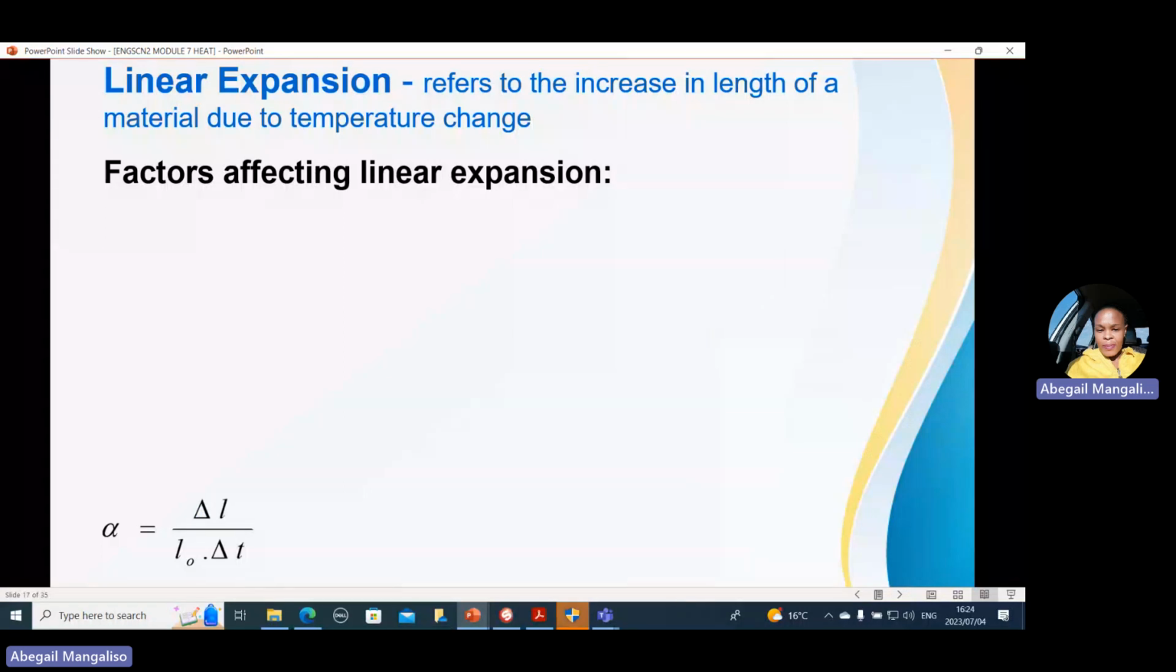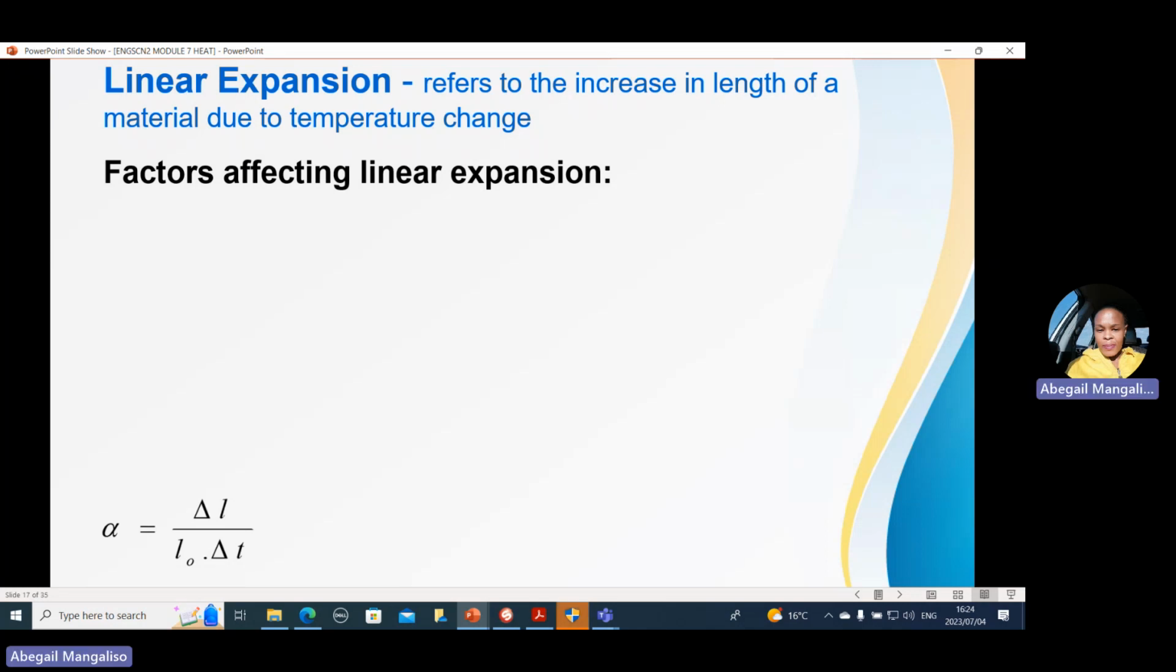Welcome everyone. In this video, I'm going to explain the linear expansion, or it can be a linear contraction. When a material or a rod is heated along its length, it expands. Also, when it is cooled down, it contracts. So we can have the increase or the decrease in length.